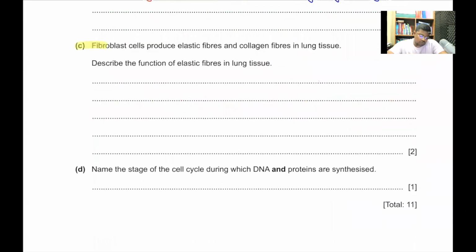Question part C. Fibroblast cells produce elastic fibers and collagen fibers in lung tissues. Describe the function of elastic fibers in lung tissue. Elastic fibers allow alveoli to stretch and recoil during inhalation and exhalation, which is very important because when the alveoli can recoil back to their smaller shape, they can expel most of the air, which contains a higher proportion of carbon dioxide. This prevents the alveoli from overstretching and bursting. Elastic fibers recoil to move air out of the alveoli.